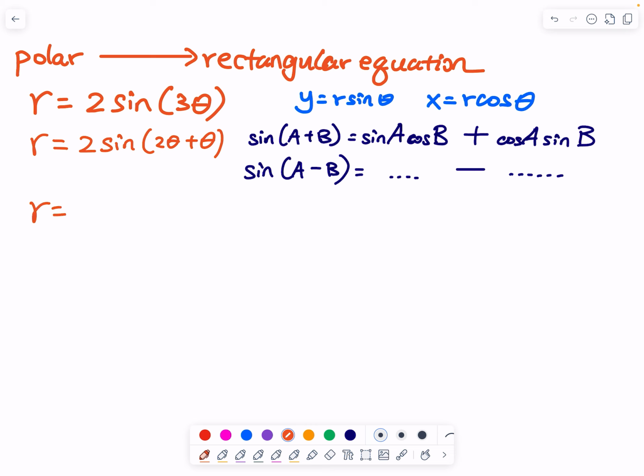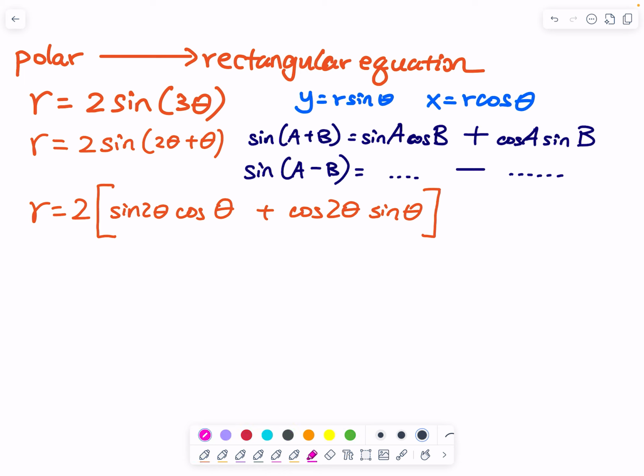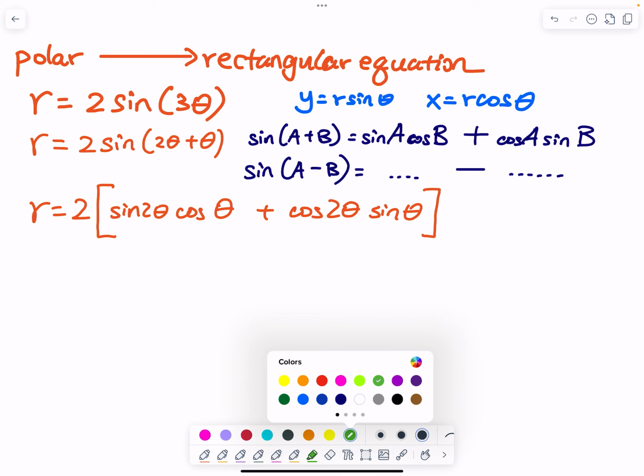This is r equals 2. Okay, let's put this in a bracket. I will do sine first angle, cosine second angle, and then plus cosine first angle, and then sine second angle. Okay, just apply the formula. And then what do you see here? I see a 2 theta. So that means we will need a double angle formula. Okay, how about we will just highlight that.